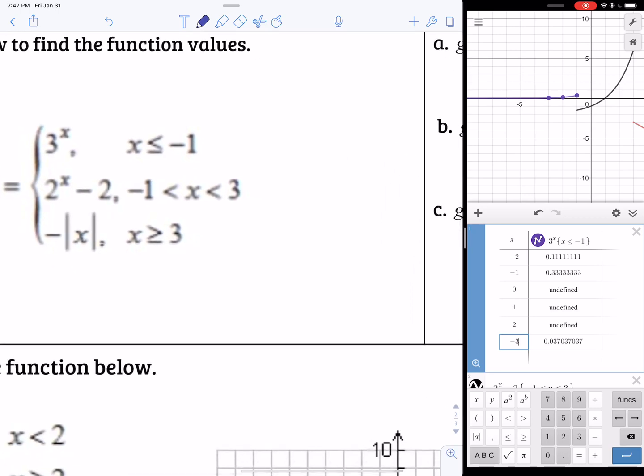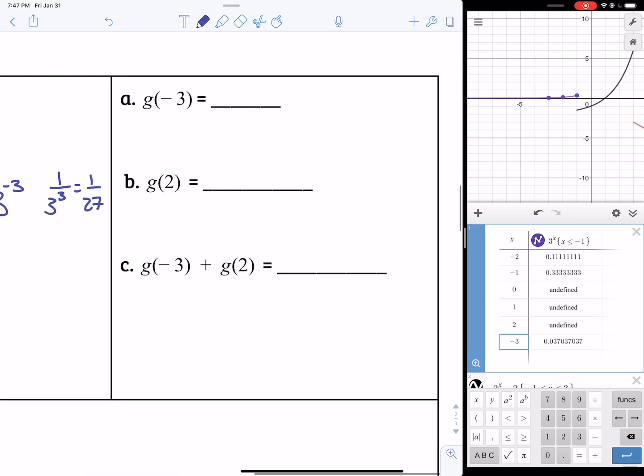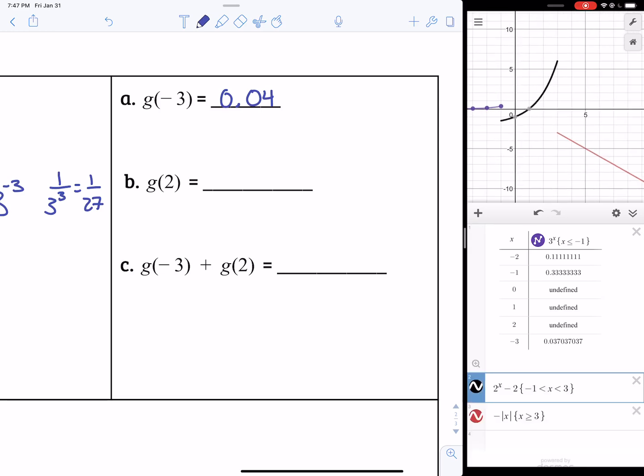So notice -3 is less than or equal to -1, so it belongs in that first function for that reason. And you could also just plug it in right there. So 3 to the -3 power is 1 over 3 cubed, which is 1 over 27, which matches that decimal you're seeing in Desmos right there. So we could say that's 0.04. Let's just round it off. All right, so then we take a look at 2. So 2 is on this middle function, and it looks like we can drag it over there pretty simply, but let's see.